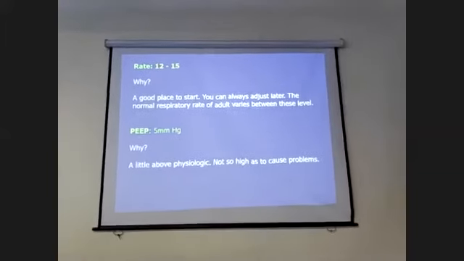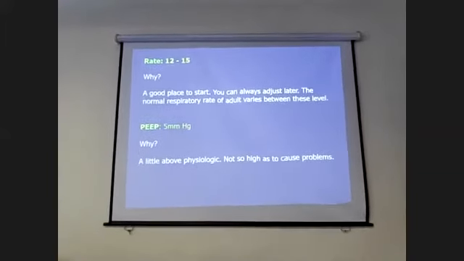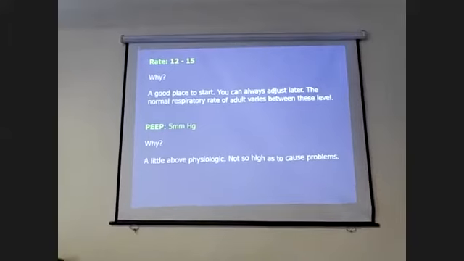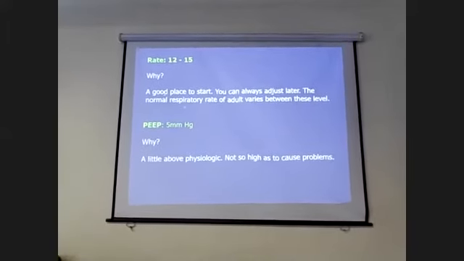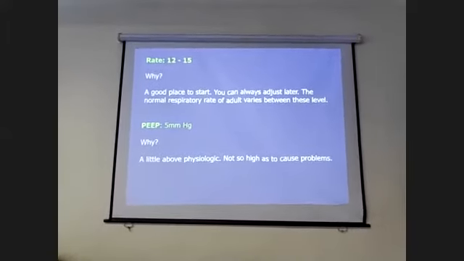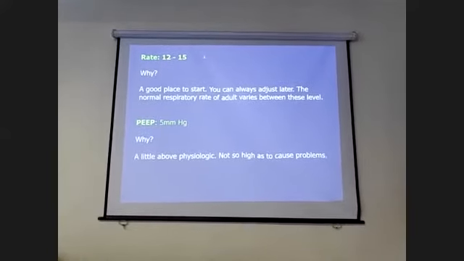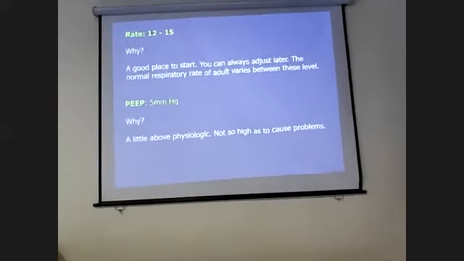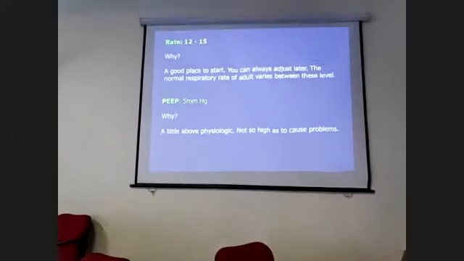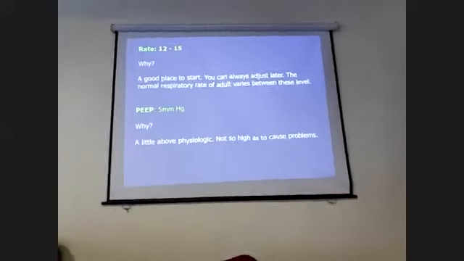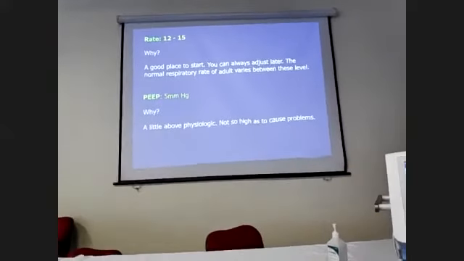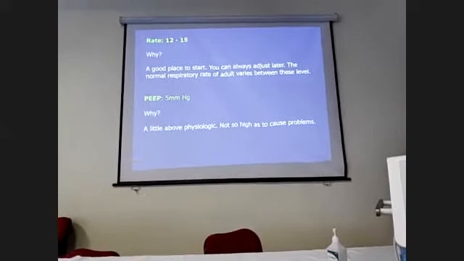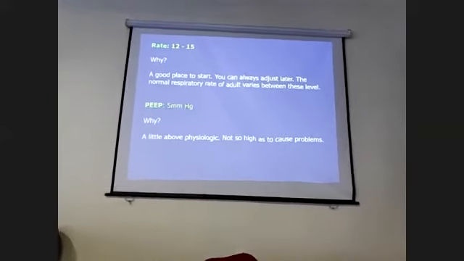Now you want to keep a rate of 12 to 15. Why? It is a good place to start, because normally we as human beings breathe in this range. You can always adjust it later if the requirement is high or low. The normal respiratory rate of an adult is around 12. You and I are all breathing in the same range, so that is why this is a good rate.